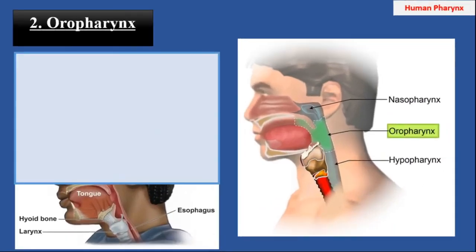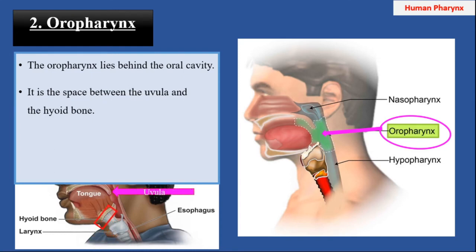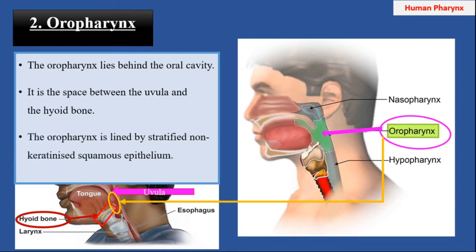The second part of the human pharynx is the oropharynx. The oropharynx lies behind the oral cavity. It is a space between the uvula and the hyoid bone. The oropharynx is lined by stratified, non-keratinized squamous epithelium.